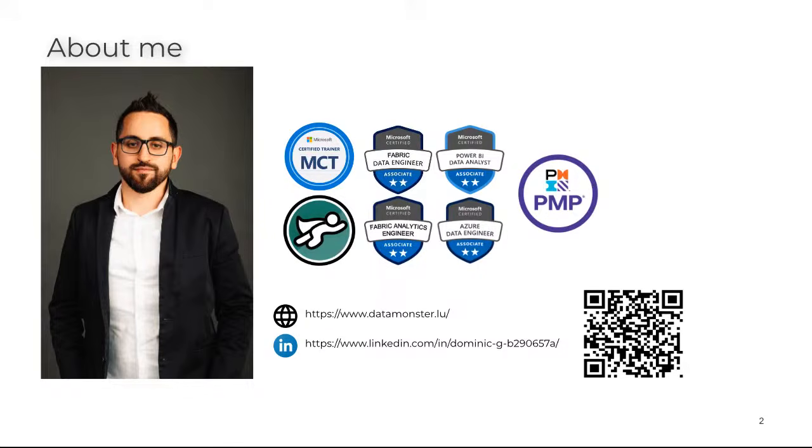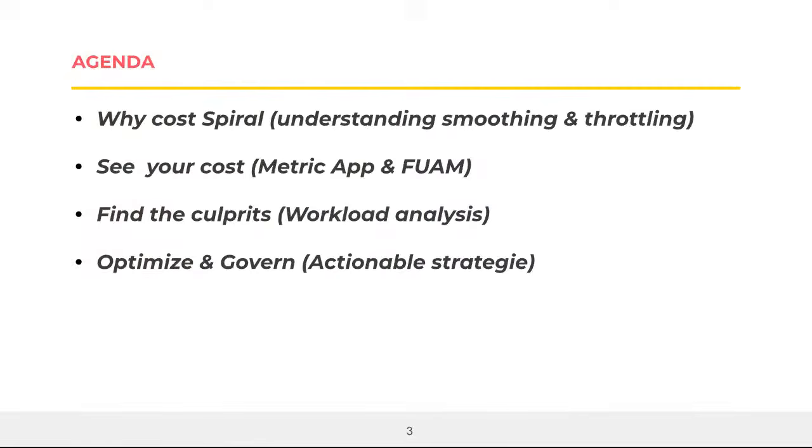Okay, so we can start to dig into the topic. So this is the agenda of today. The idea will be first to understand what smoothing, throttling, and capacity are. After that, we will have a deep dive on the metrics app and a small one on FUAM. And after that, I will give you some clues on how to analyze your workload, and then how to put a strategy in place. Because once again, the idea is to take some output after this session that you could apply in your day-to-day work.